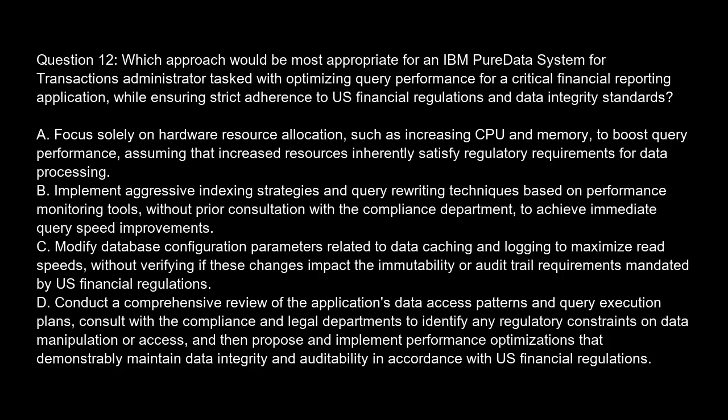Option C. Modify database configuration parameters related to data caching and logging to maximize read speeds, without verifying if these changes impact the immutability or audit trail requirements mandated by U.S. financial regulations. Option D. Conduct a comprehensive review of the application's data access patterns and query execution plans. Consult with the compliance and legal departments to identify any regulatory constraints on data manipulation or access, and then propose and implement performance optimizations that demonstrably maintain data integrity and auditability in accordance with U.S. financial regulations.